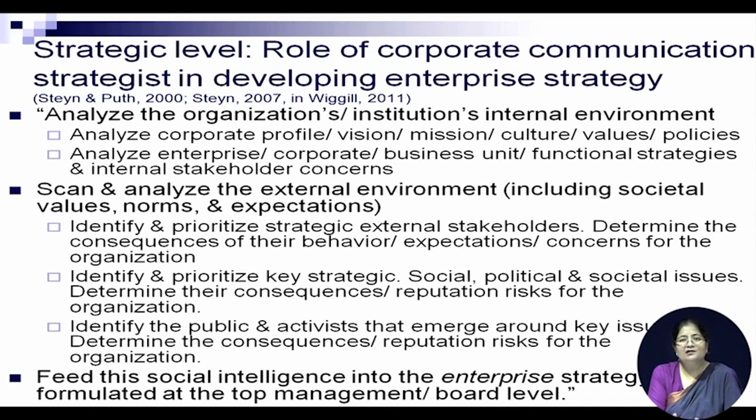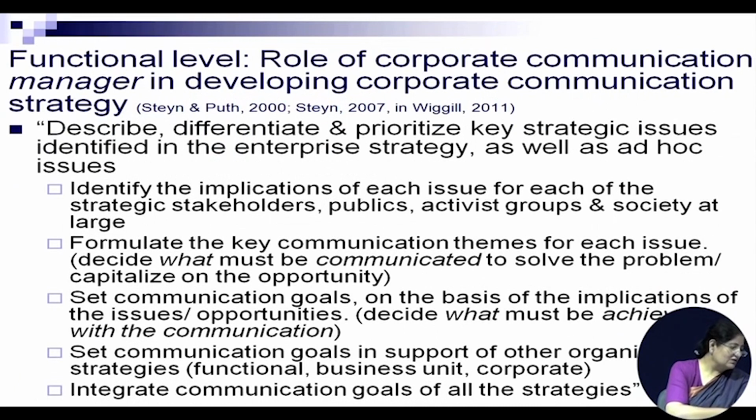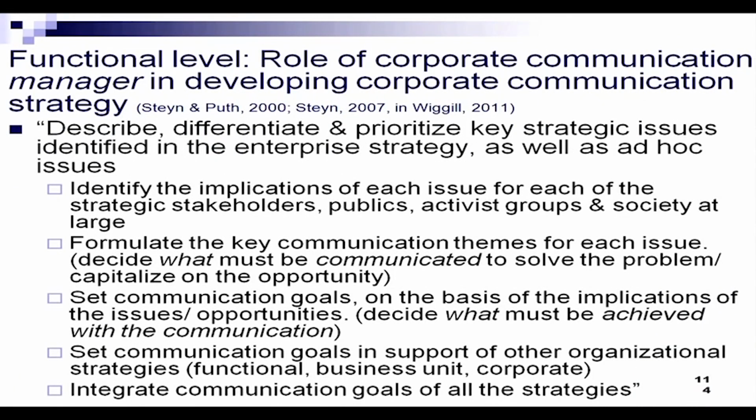So we formulate a picture of the community, and then we take all of this social intelligence, whatever we have understood from the community, and feed it into the strategy that we will formulate for what needs to be done in the community. Okay. Functional level. So from the role of a strategist, we have found out what is going on, what we can and cannot do, how it will affect things. Now we get into the functional role.